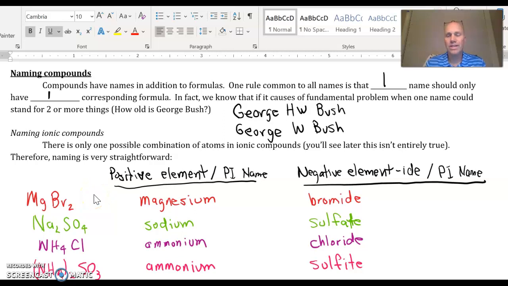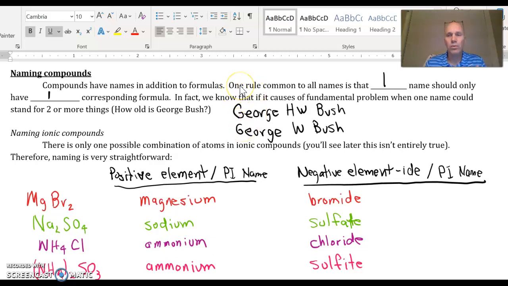So in addition to compounds having formulas, they also have names. And the most common example that you might be familiar with is table salt. Its formula is NaCl, but its name is sodium chloride. So in this video, we're going to talk about the rules governing how to name the common chemical formulas.